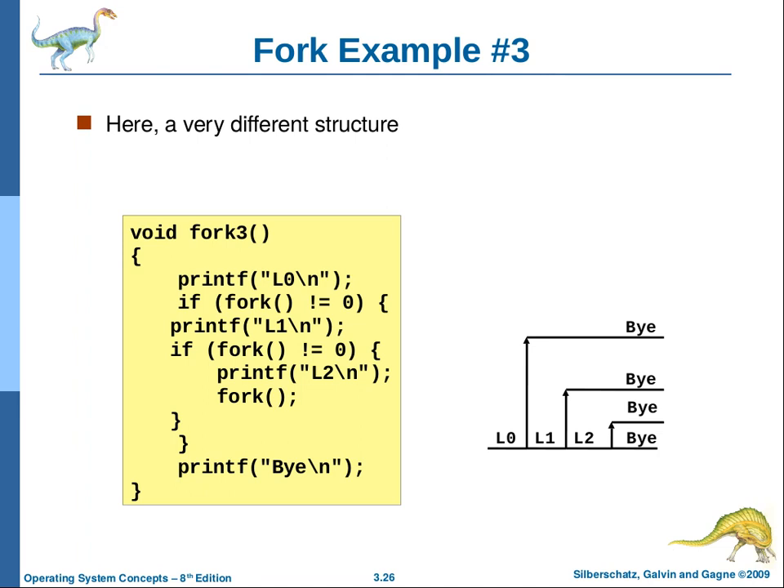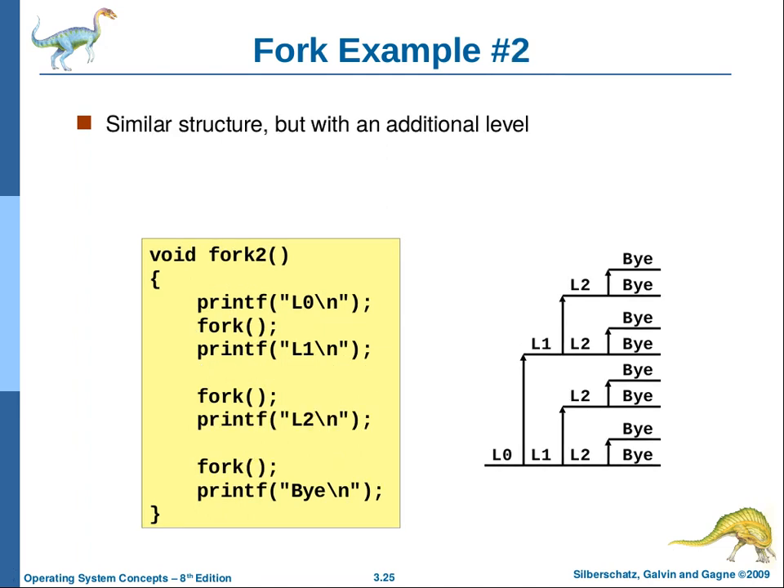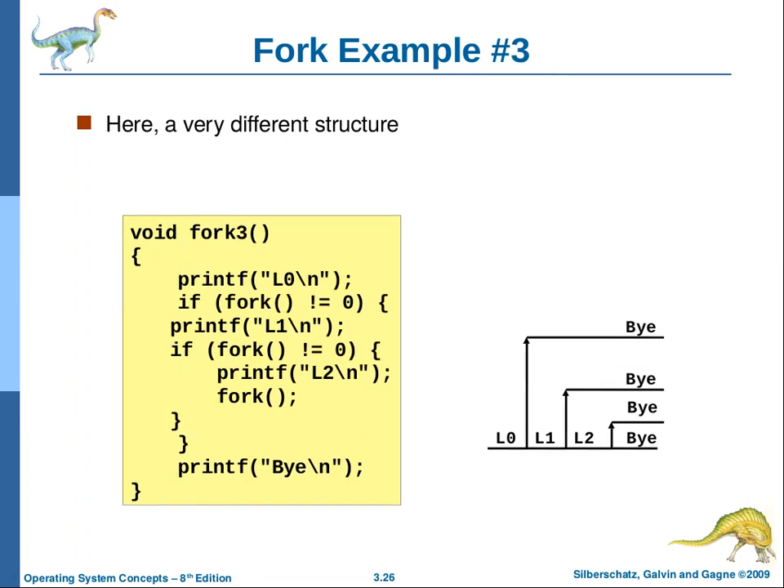Wait, what was the difference between that and the first one? First one just forks 3 times, period, no ifs. Over here, it'll fork, and as long as I'm not the child, I'll fork again. As long as I'm not the child, I'll fork one last time. Okay. So then the children never fork, is the point of this.